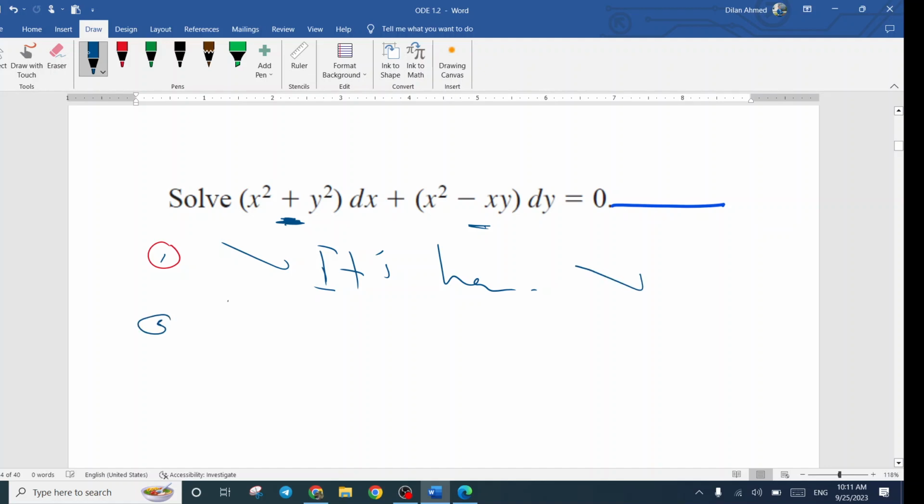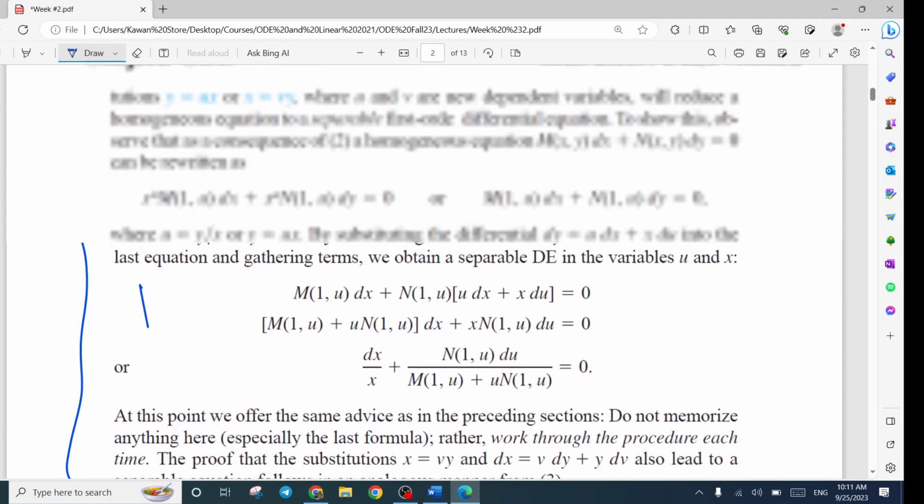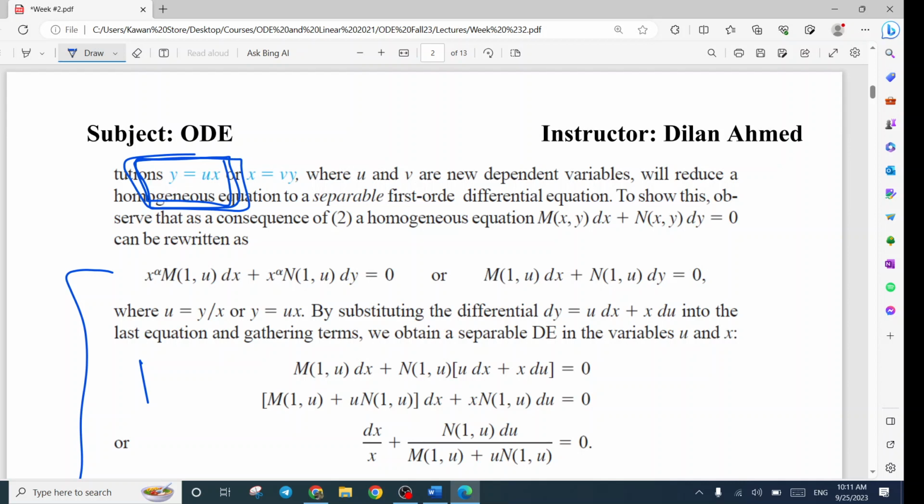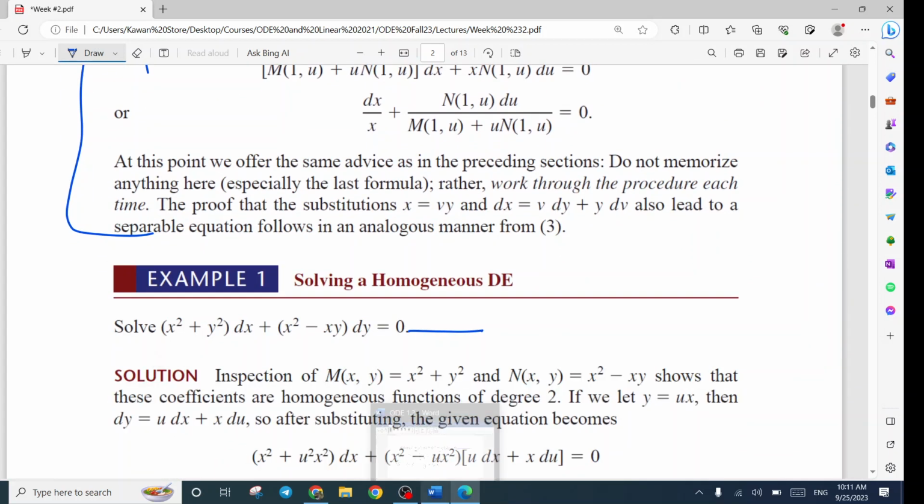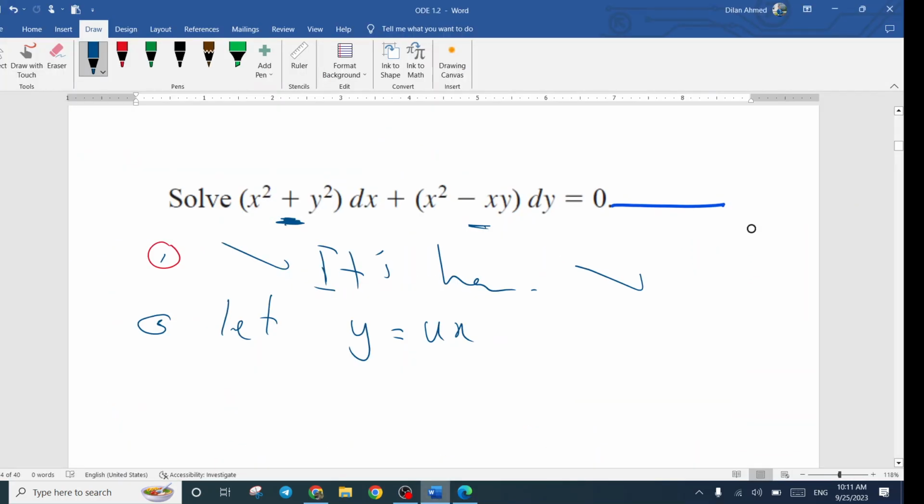Good. Now I say let y be ux. I'm going to change, and I showed you here. You saw that one, right? Let y be ux. If you understand how to solve this example, you can solve all homogeneous equations. All of them are the same. So please try to understand one example, no more. You need half an hour with concentration. You don't need to study as well. So please be with me.